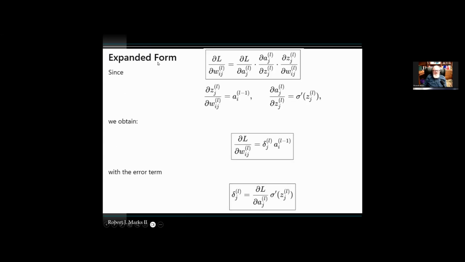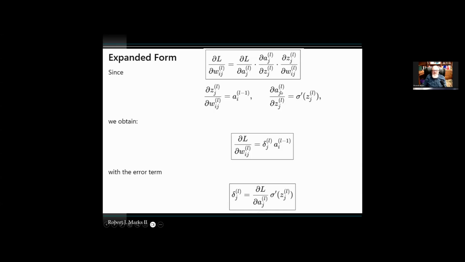So here's the expanded form, and this is where the beauty comes in. The beauty is going to pop out at you in just a minute. First of all, we take the loss function with respect to the individual weights. We expand them in these partial derivatives, and we can look at each one of them individually. Let's look at the rate of change, the partial of z sub j with respect to w. It turns out that's just the input into the ith neuron. So that's kind of cool.